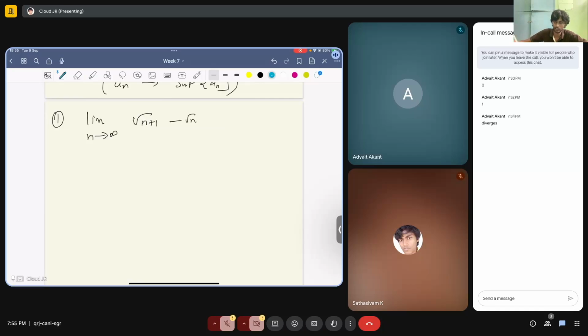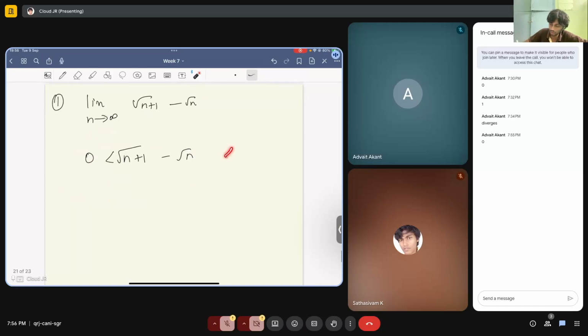At least the first one is quite easy. Well, it's not quite easy if you don't see what is happening. If you have seen such a problem, then it is not very hard, but if you don't see it, it's not that easy. So first thing you can observe is 0 is less than square root of n plus 1 minus root n, because n plus 1 is always greater than n. If you take the square root also, that inequality is preserved. So this much is okay. But if you want to apply the squeeze theorem, you have to get the other side. From here, where do you go?